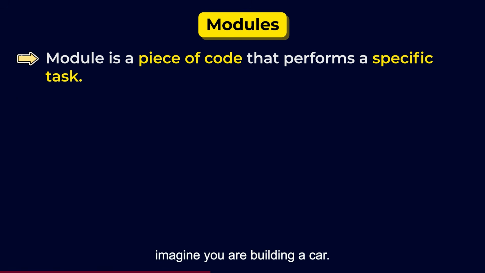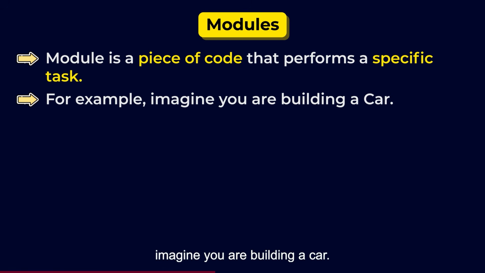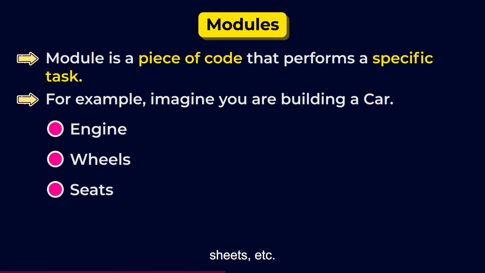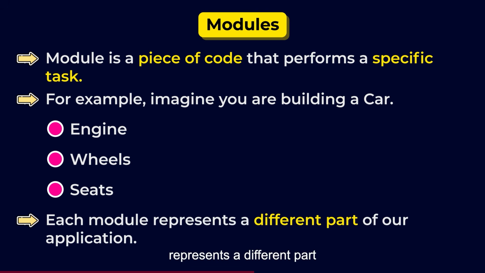For example, imagine you are building a car. A car has many parts like engine, wheels, seats, etc. Each part is built separately and can also be replaced or repaired without affecting the entire car. Now in Node.js, modules work similarly. Each module represents a different part of our application, and these modules can work together to form a complete application. And that's why modules are a very important part of Node.js.